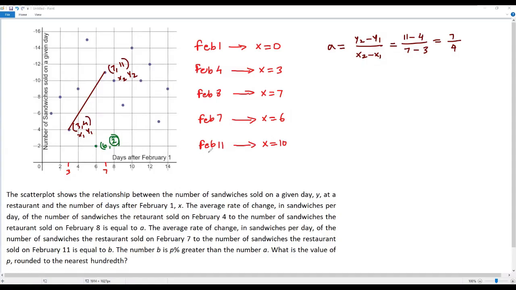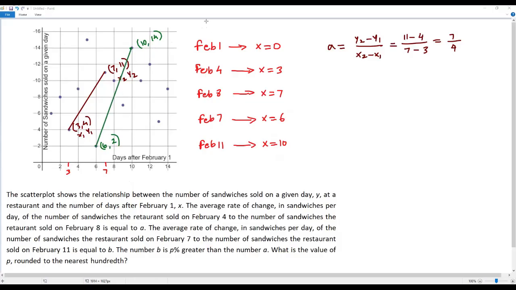Now let me consider February 11. Corresponding to this date, we have X equals 10. Let me go to the value 10 on the X-axis. It is over here. Corresponding to this value, this is a point we have. At this point, the X coordinate is 10 and the Y coordinate is 14. That is 10 days after February 1st. That is, on February 11, the number of sandwiches sold is 14. Now let me connect these two points using a line segment over here.